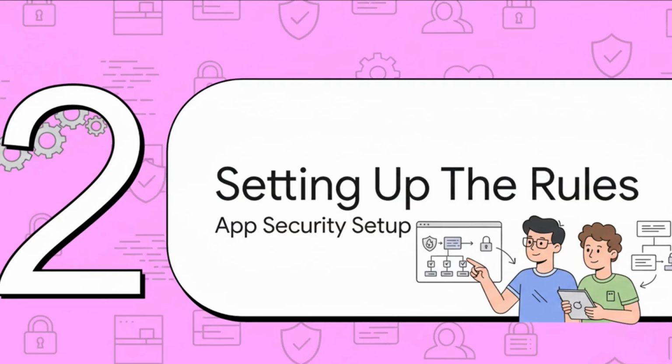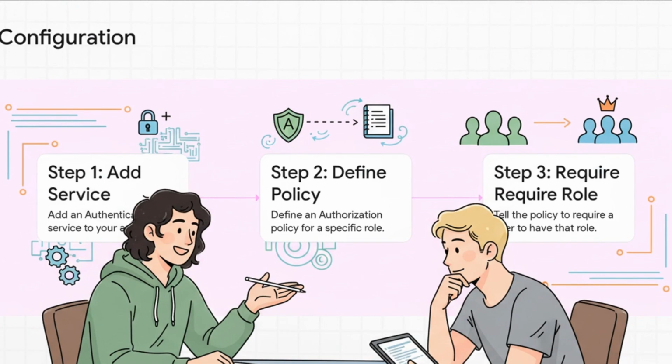Okay, enough with the theory. Let's get our hands dirty. It's time to actually set up these rules and tell our app exactly how to enforce them. It all kicks off in our app's main configuration file, which is usually a file called startup.cs. And it really boils down to 3 key steps. First, we have to turn on an authentication service. Second, we define something called a policy. Just think of it as a named security rule. And third, we tell that policy what it needs, like, say, a specific role.